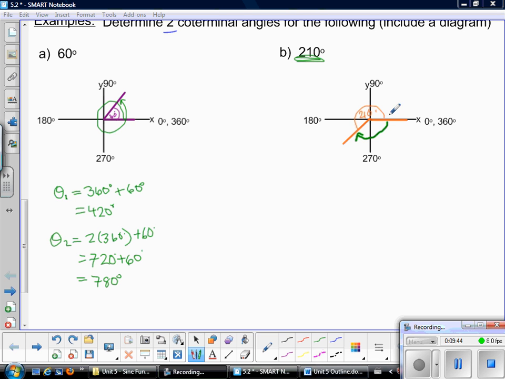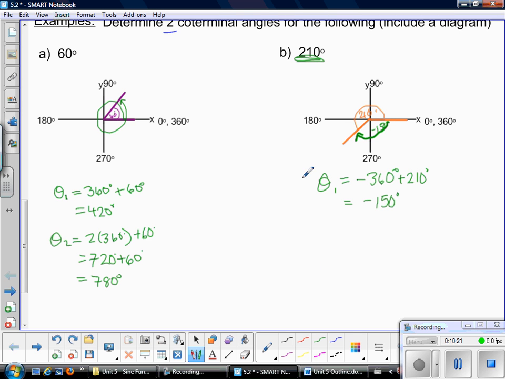All the way around this way would be negative 360 plus the 210. So we could have a theta 1 as being negative 360 plus 210. Obviously I'm going to have a negative value here. I'm going to have negative 150 degrees. So that means that this angle here is negative 150, which isn't a problem.